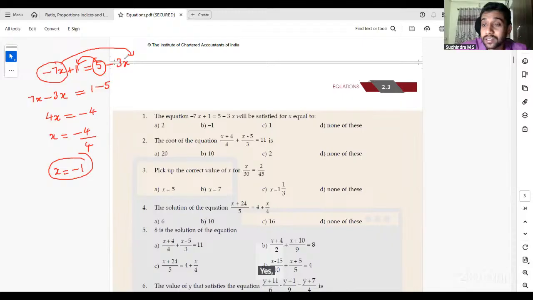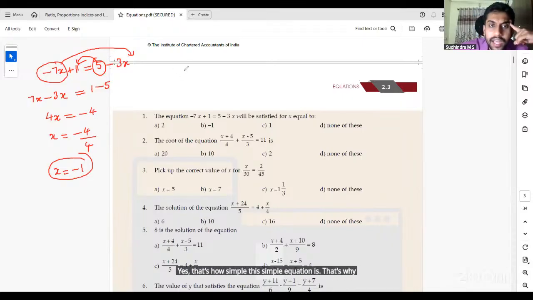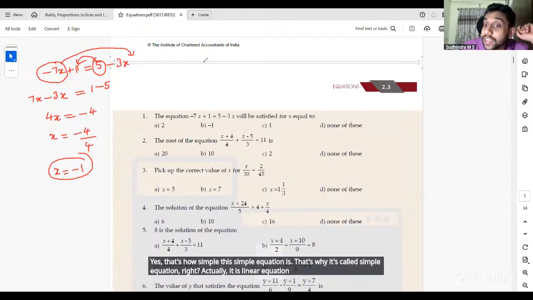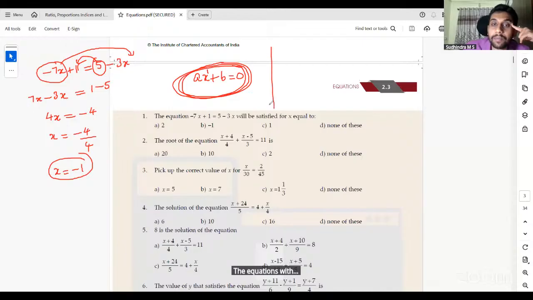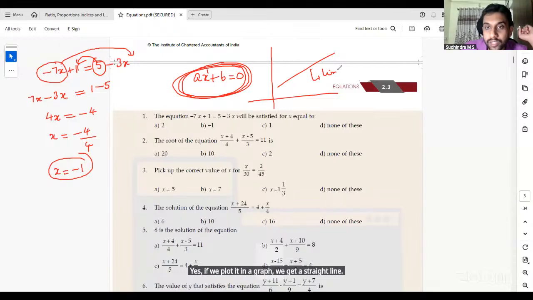That's how simple this simple equation is. That's why it's called simple equation. Actually, it is linear equation. Why is it called linear equation? Because of power 1. If we plot it in a graph, we get a straight line. Hence, it is called linear equations. Since it is very simple, we also call it simple equations.